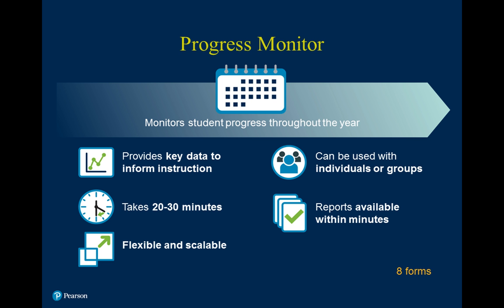There are 8 forms, which means that you can administer one each month in the academic school year if you'd like. It only takes about 20 to 30 minutes or so to administer, and once again, you're going to get immediate results. You're going to have reports within just minutes. More importantly, it's going to provide you with that key data to inform your instruction, which is that key piece that is essential to understanding and helping your students become English proficient.